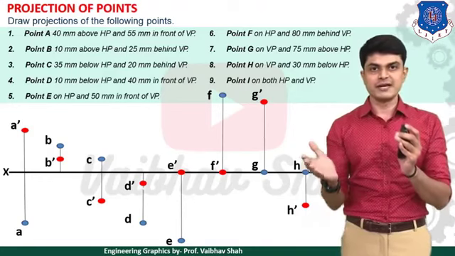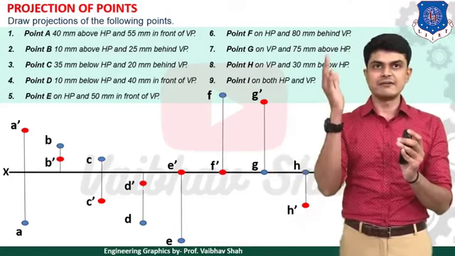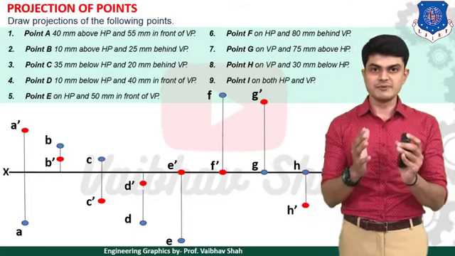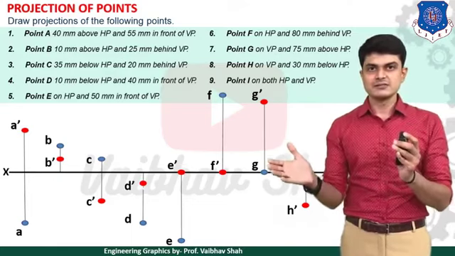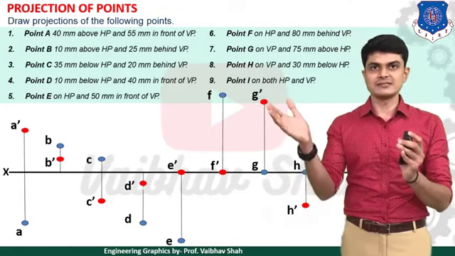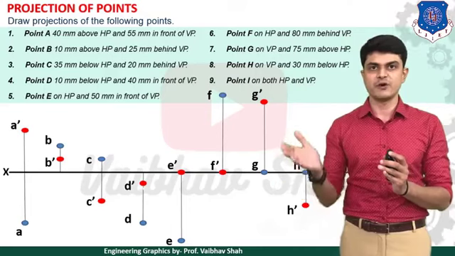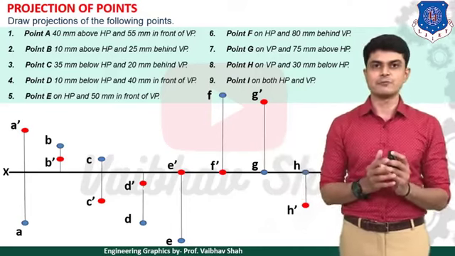Without dash, the point would be on the XY line. So we are having point G on the XY line. Then, after that, 75 mm above HP. 75 mm above HP means what? Above HP means above the XY line. So we need to draw a point with a dash 75 mm above the XY line. So the G dash point would be 75 mm above the XY line. You need to make these points darker, and this connecting line should be as light as possible.